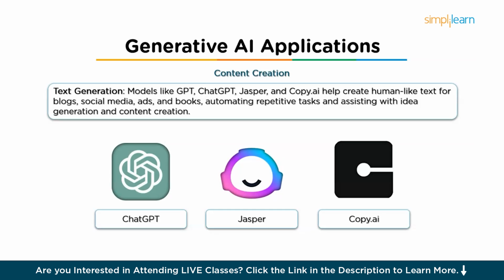One of the most popular applications of GenAI is in text generation, where models like GPT are used to create human-like text. So AI tools such as ChatGPT, Jasper, and Copy AI help in writing blog posts, social media content, advertising copy, and even books. These tools can assist writers by suggesting ideas, creating outlines, or generating full paragraphs based on a given prompt. They also help reduce time and effort in content creation by automating repetitive or less creative tasks.